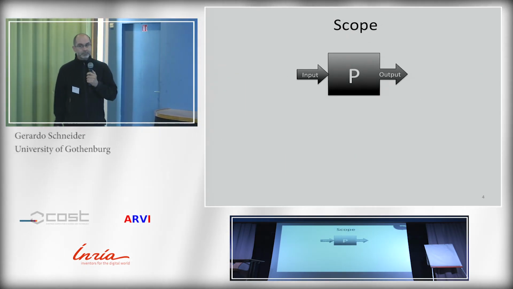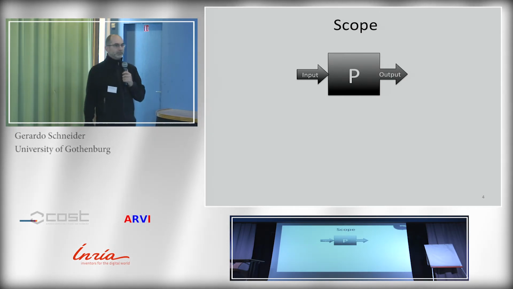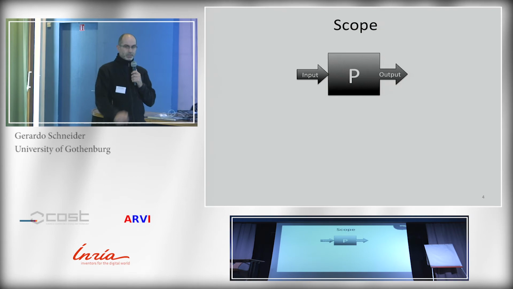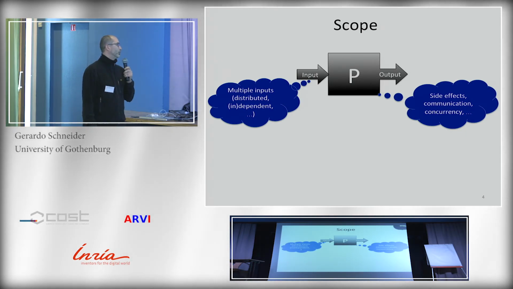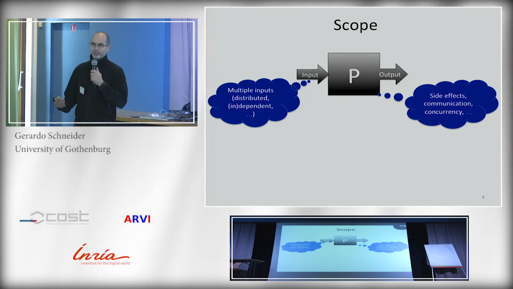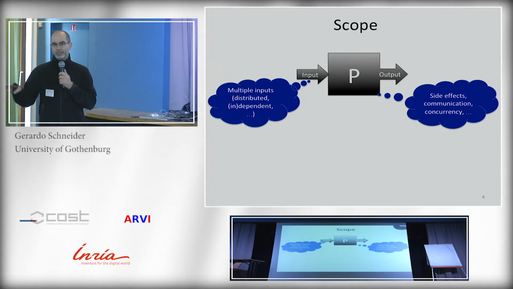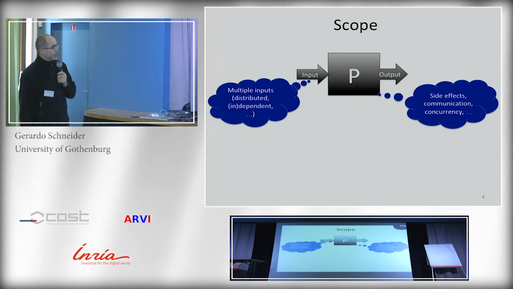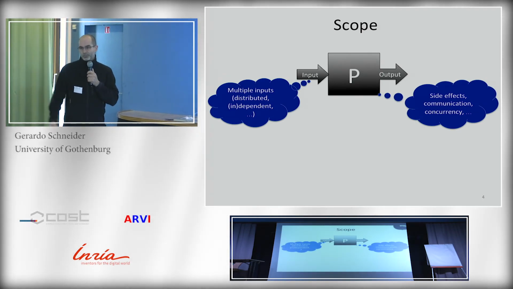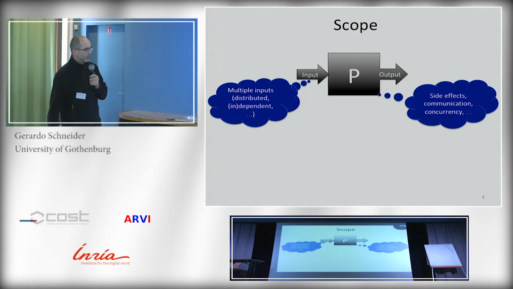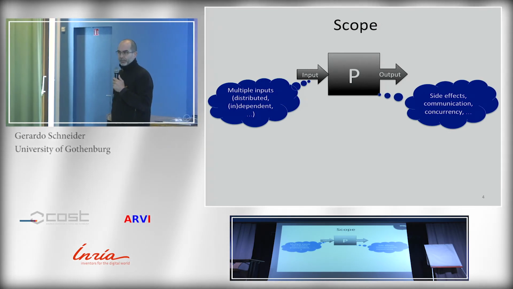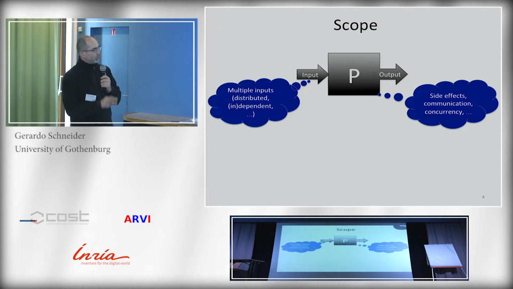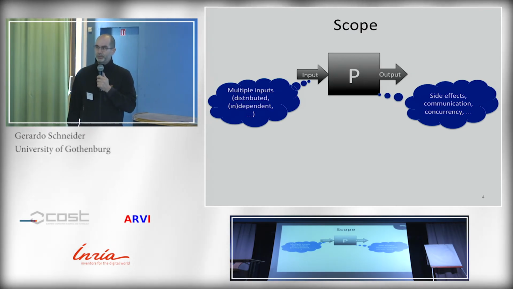So what is the scope? We are considering here programs with a single input and output in principle. Of course, we are aware that this is much, much more complex. In fact, you can have multiple inputs that are distributed, could be dependent or independent, could be geographically in different places, etc. And of course, the program, as you know, could be very complex. It could be a program with side effects, might be communication, could be concurrent. For the sake of this talk, we'll keep this simple, and I will come back to the extension of this later.